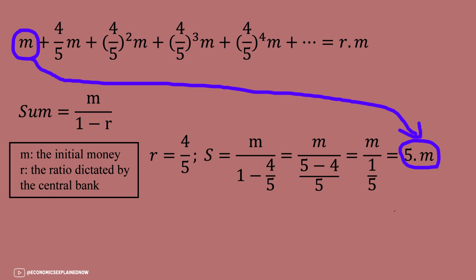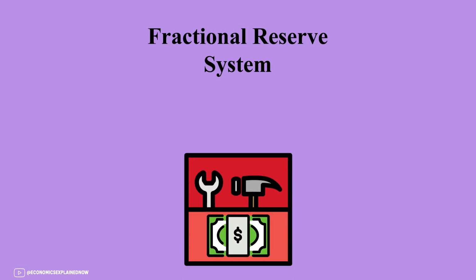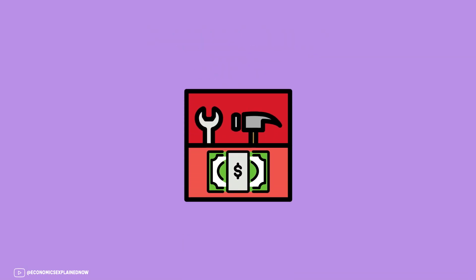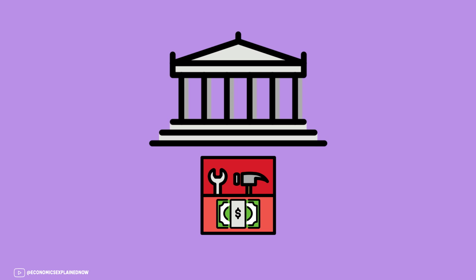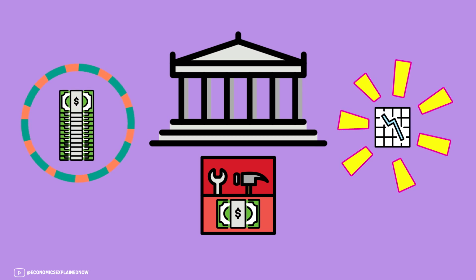And here, if you've been paying close attention, you must have deduced that this operation could go both ways. For example, if we suppose R is equal to -1, then we would end up with 1/2 M, indicating that the initial money was divided by 2, meaning banks could create money, but they could also unmake it or erase it from existence. Because the fractional reserve system is a monetary policy tool under the control of the central bank that is supposed to push the economy forward in case of a recession or keep it at bay in times of inflation.